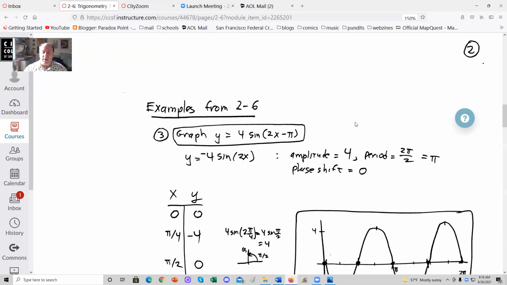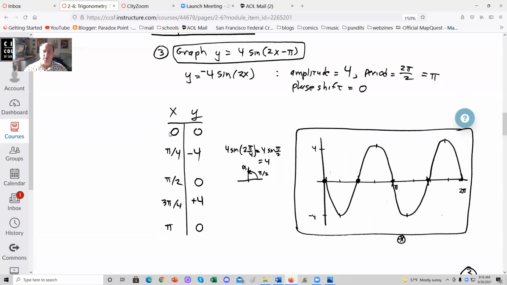Now we have some examples. That's the graph 4 sine 2x minus pi. Well, this minus pi just turns this into a minus 4 sine 2x. And then we can just go from there. Amplitude is 4. Period is 2 pi over 2, which is pi. No phase shift. So we start from x equals 0, plug it in, you get 0. One full period, pi, is 0. Halfway between a 0 and a 0 is another 0, pi over 2. And between the zeros are peaks and valleys.